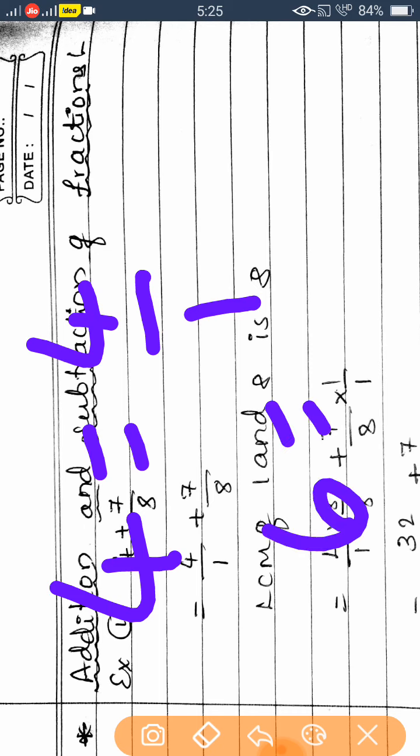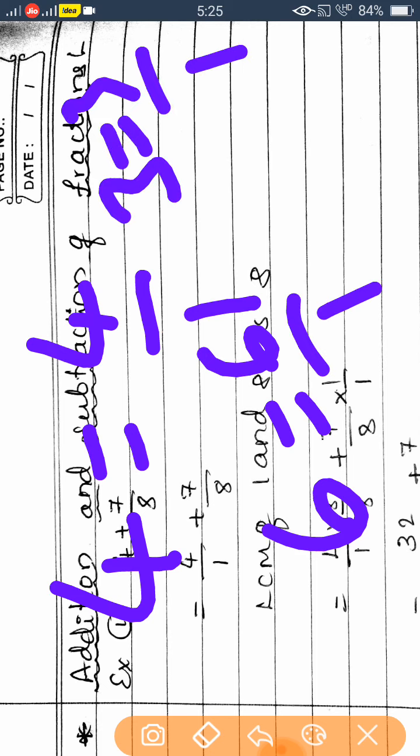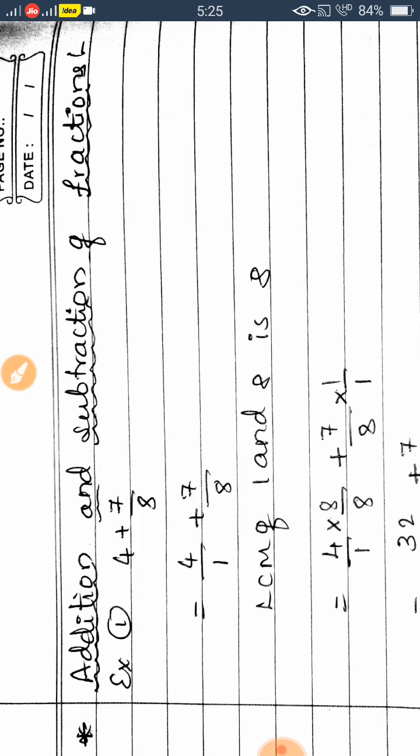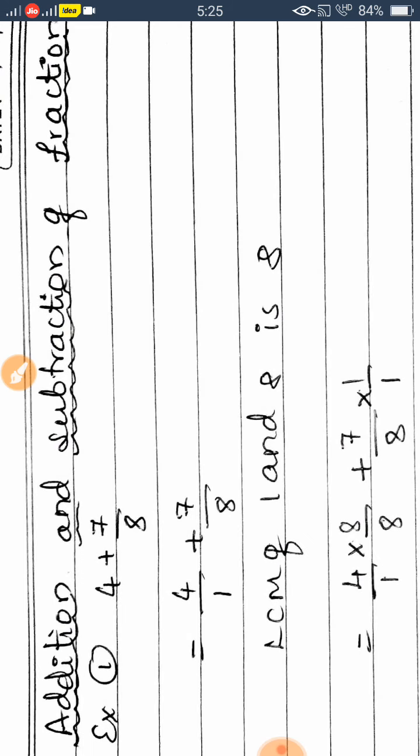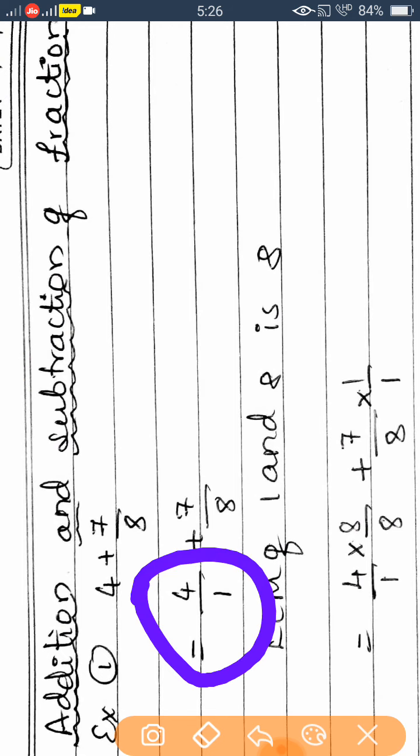6 also we can write as 6 by 1. 3 we can write as 3 by 1. See, any number, you can write whole numbers with denominator 1 itself. Okay. There is no confusion at all. So that's why, for convenience, I'll make 4 as a fraction. So I'll write it as 4 by 1.